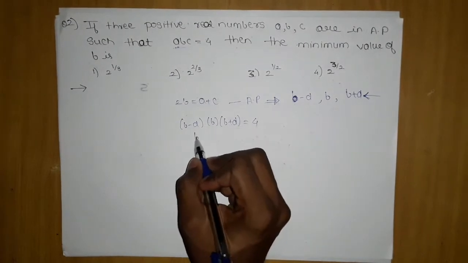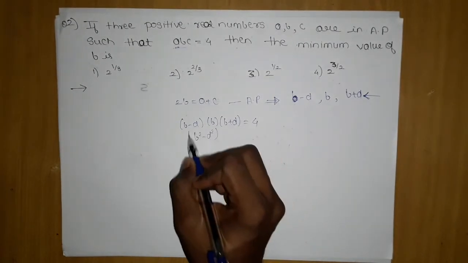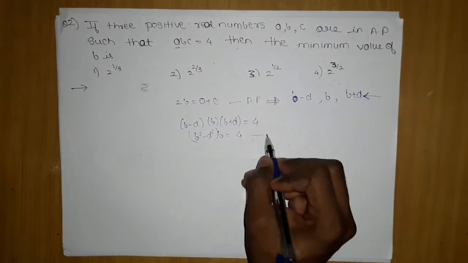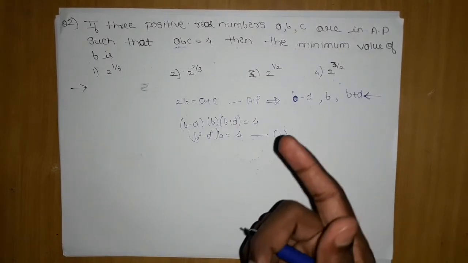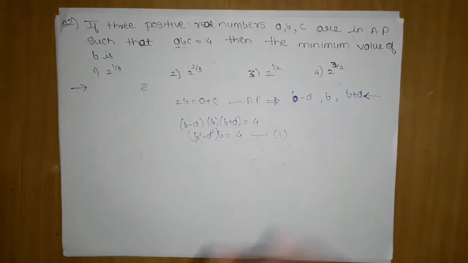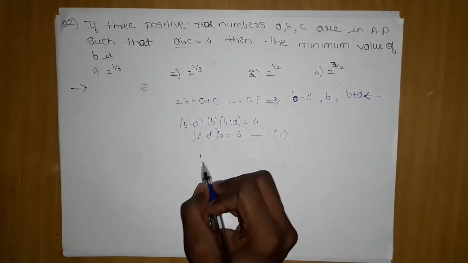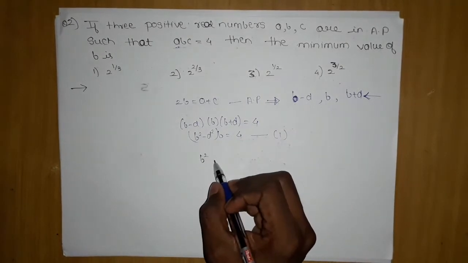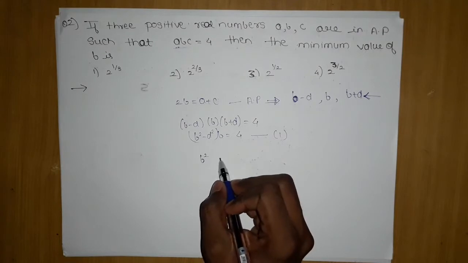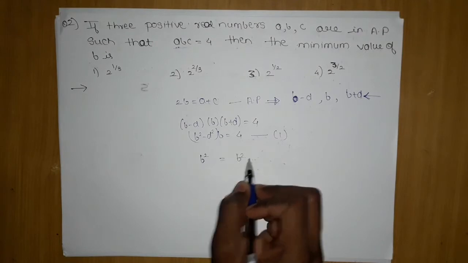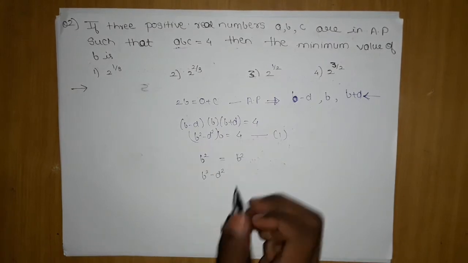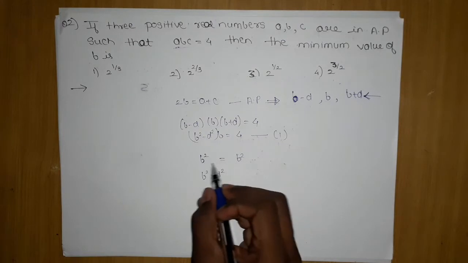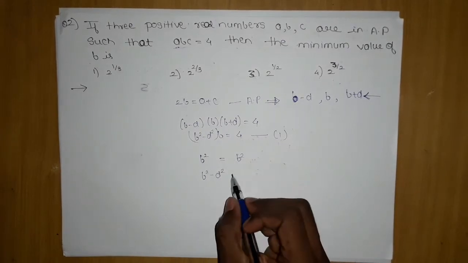If you observe, (b square minus d square) into b is nothing but 4. Now this thing we have already done. This is called converting equality into inequality. How? Let's see. I know that b square is equal to b square. If I subtract d square here, then which one will be bigger? This one will be bigger. This is very obvious.